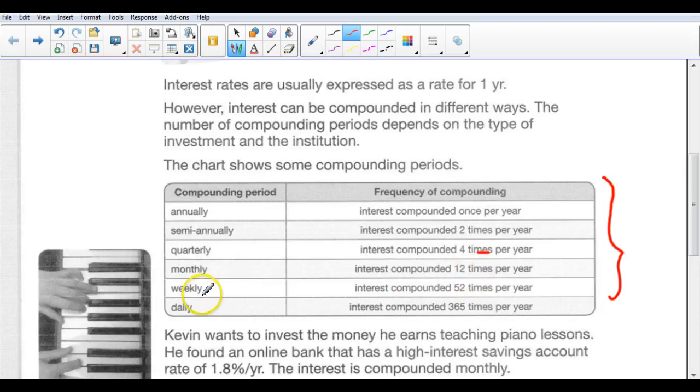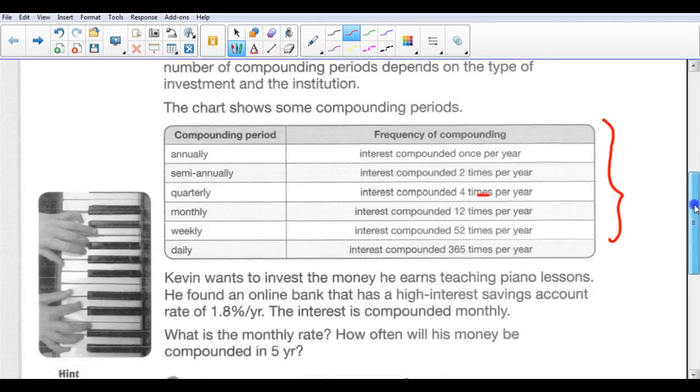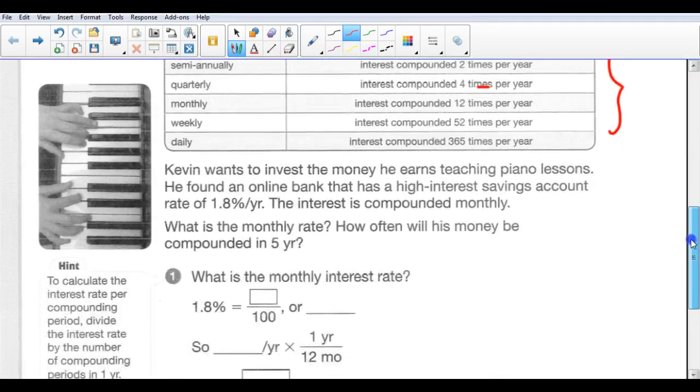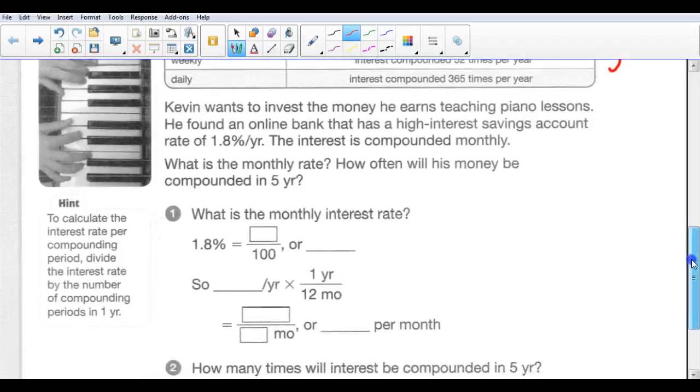Then there's weekly, every week. It's compounded 52 times because there's 52 weeks in a year. And then sometimes it's compounded daily. There's 365 days in a year, so it's compounded every single day. Now that's the compounding period. You still have to think about years. The interest is still done in years, but the compound period might change. Now what does that mean? Well, we're going to have to get into actual questions here.